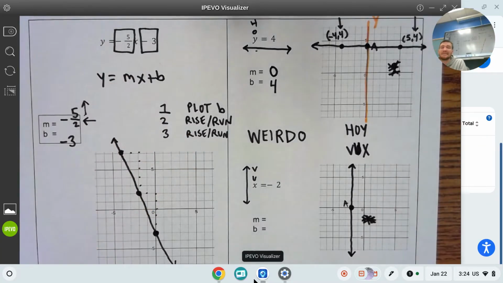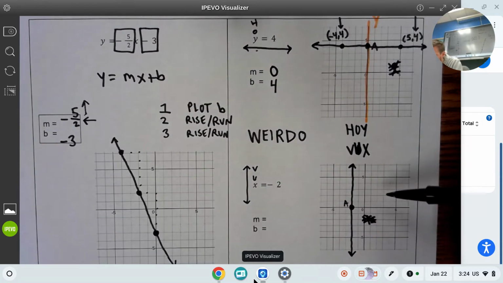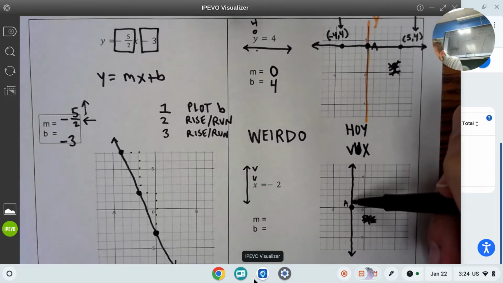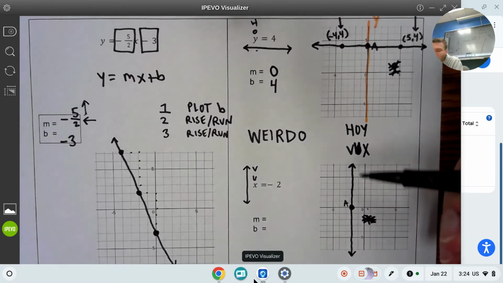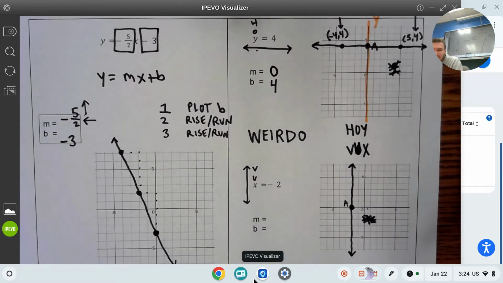And again, why does it go up and down? This is all the places where the x is -2. -2, 1; -2, 3; -2, 4; -2, 6; -2, -4. It's all right here where the x is -2.